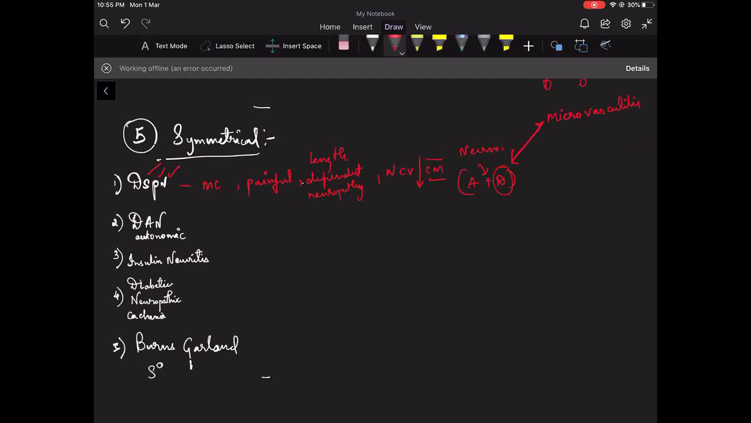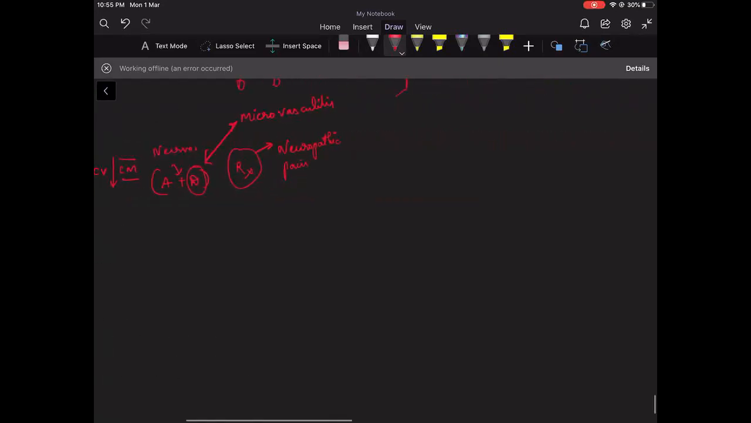So we have to treat basically only the neuropathic pain. The patient in the earliest stages will complain of a symmetrical bilateral claw-and-stocking pattern, and along with that the patient will complain of a burning type of sensation.